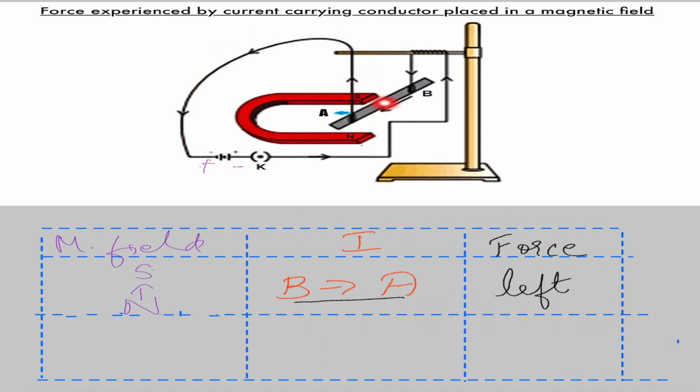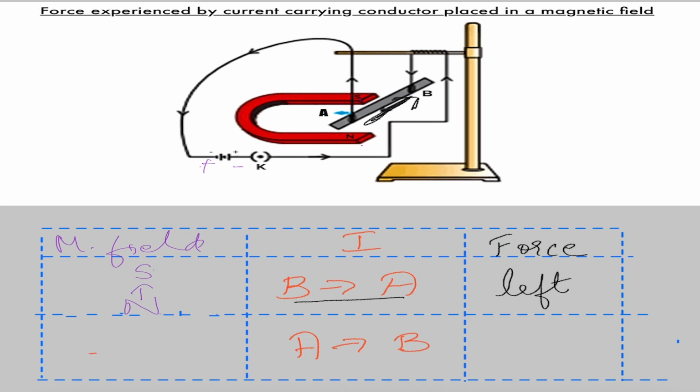What happens to the direction of current through the conductor? You can observe it flows from A to B. So, in the second trial, the current will be flowing from A to B. This is the direction of the current. It is from A to B.